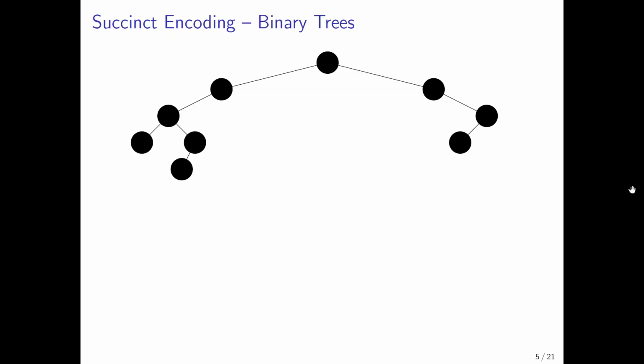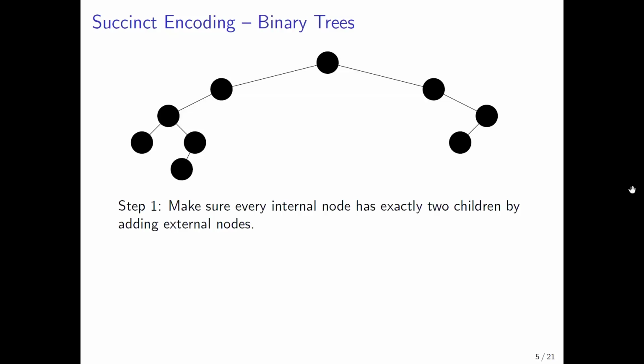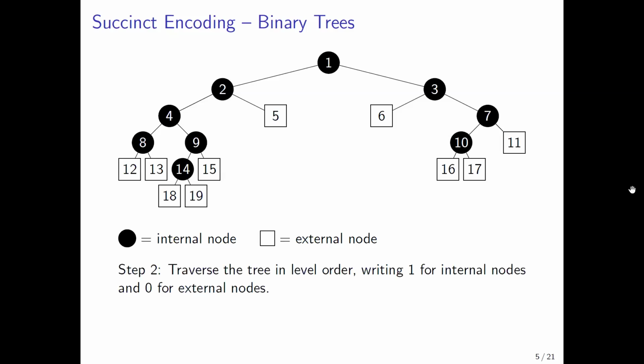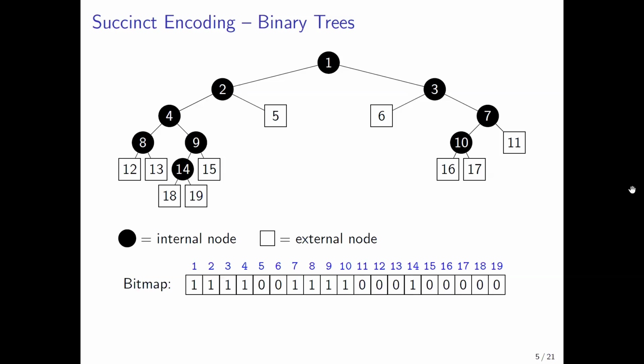But so here's an idea for succinct encoding of binary trees. The first step is to give every internal node external nodes, so that each one has exactly 2 children. So here I've done that on the slide. And then the next step is to traverse the tree in level order and write a 1 for internal nodes and a 0 for external nodes. So here we have this bitmap. You can see internal node 1 has a 1 in it, and for example 6, which is an external node, has a 0.